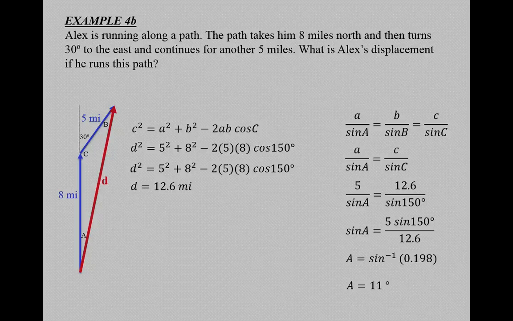Now if you take this angle out to a couple more decimal places, you'll see that it might be ever so slightly different than in the last problem, and that's probably due to rounding errors where we rounded off our numbers. Okay, so our final answer, again, measuring counterclockwise from east, is 90 degrees minus 11 degrees, which gives us a total displacement of 12.6 miles, 79 degrees.